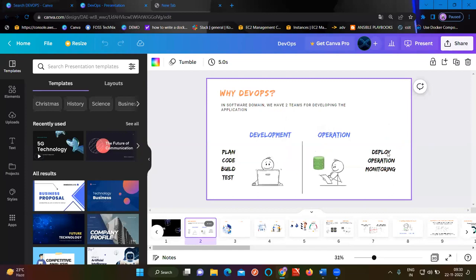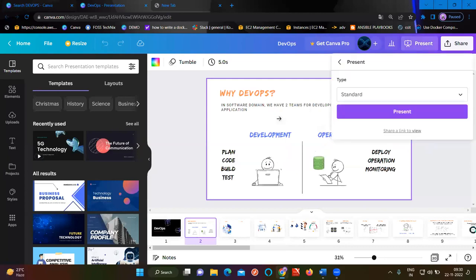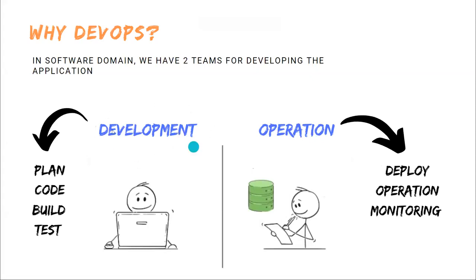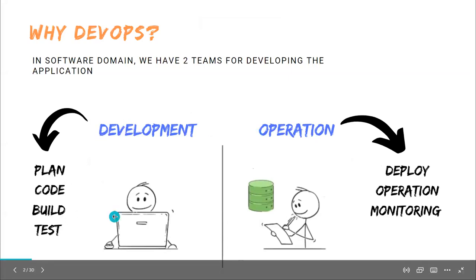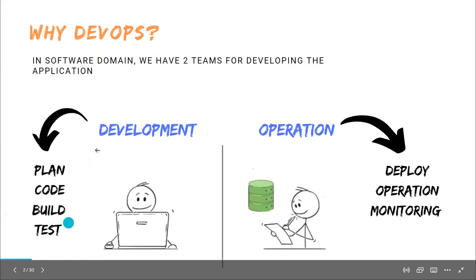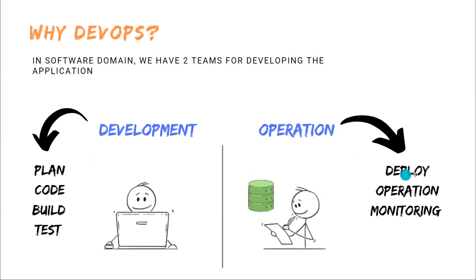Okay, let's discuss it like this. When we are talking about DevOps, there will be two teams. First is your development team. The second is your operation team. The development team will have the plan, code, build, and test phases. So DevOps is categorized into two things. The development team will do plan, code, build, and test, and the operation team will do deploy, operate, and monitor. Together, these both teams are called DevOps.